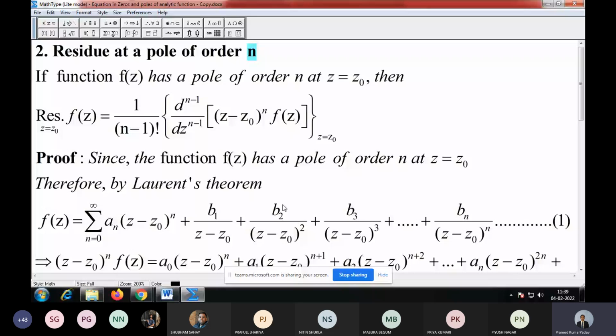So we have been seeing the residue at a pole of order 1, but here we need to find it for order n. For order n, the principal part contains n finite terms. So what is the formula for order n? If a function f(z) has a pole of order n at z equals z0, then the residue of f(z) at z equals z0 will be 1 upon factorial (n minus 1) times the (n minus 1)th derivative of (z minus z0) to the power n f(z), as z tends to z0.